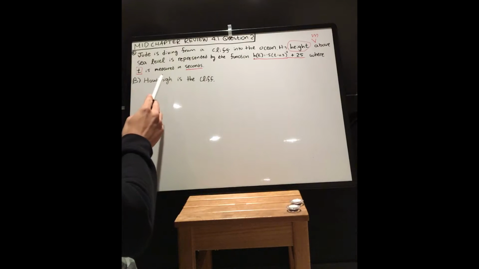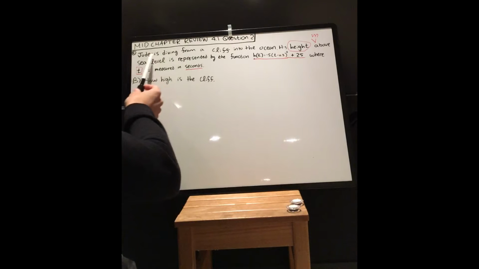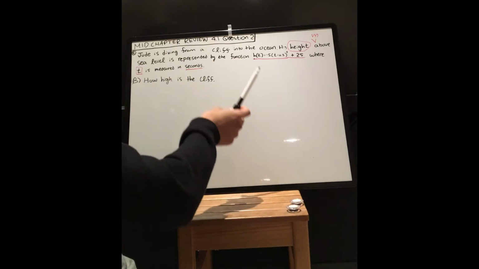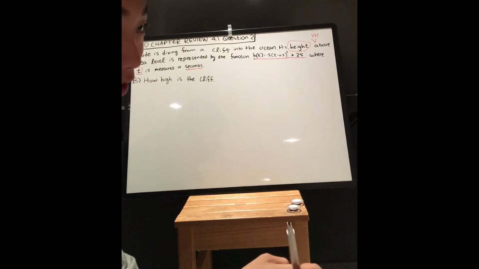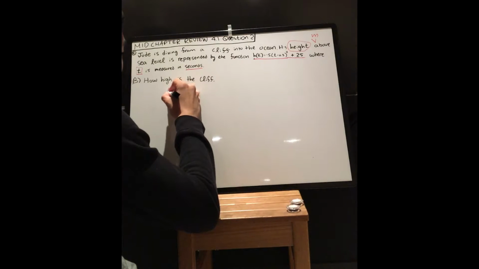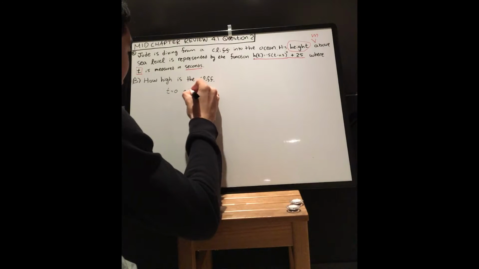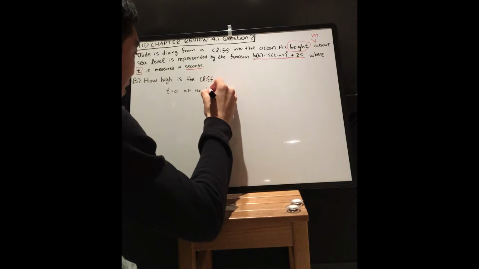Question B, how high is the cliff? So we know Jude is diving from a cliff into the ocean, and so the start of the function will be at the height of the cliff. And so time will equal 0 at the height of the cliff.